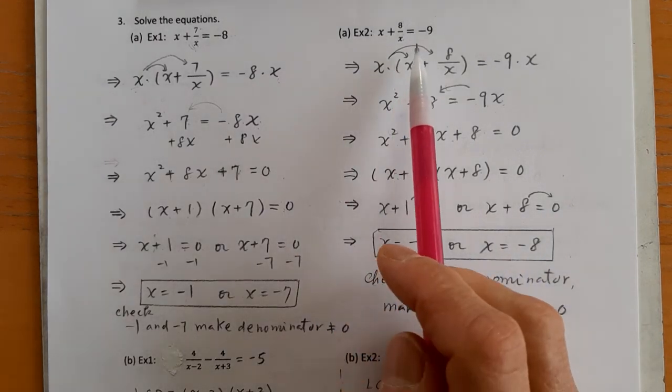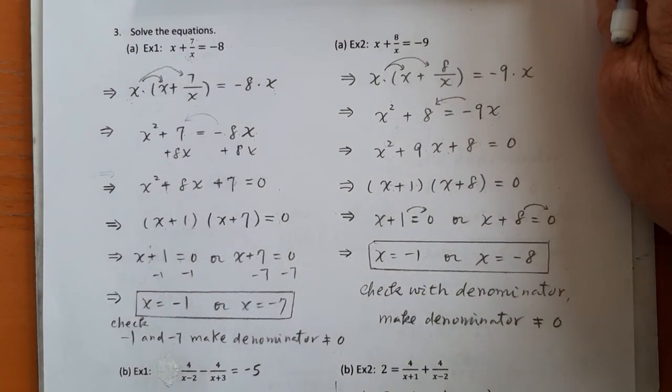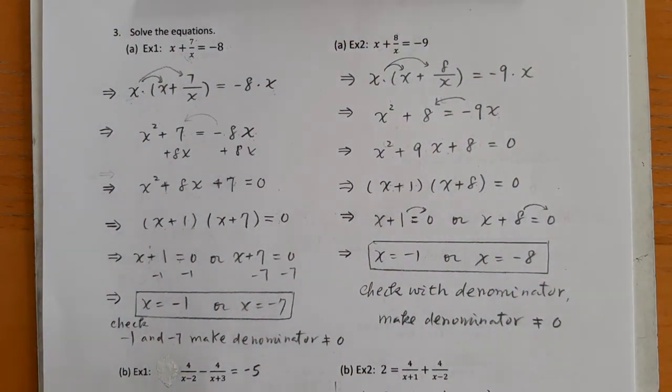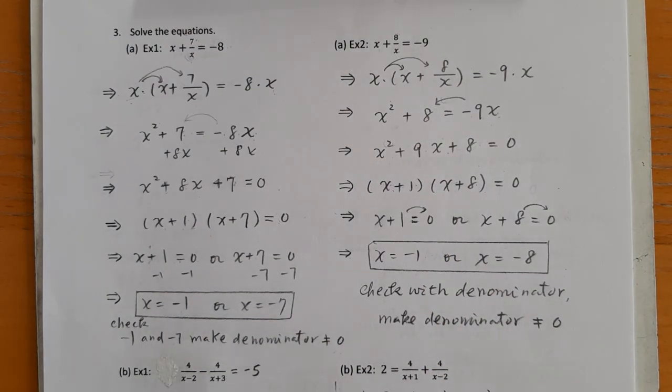And for a rational equation, you always have to check with the denominator. You have to make the denominator non-zero. That's the solution. If you make the denominator equal 0, that's not a solution. So -1, check with the denominator, non-zero. -8, check with the denominator, also non-zero. So -1 and -8 are the solutions of this rational equation.